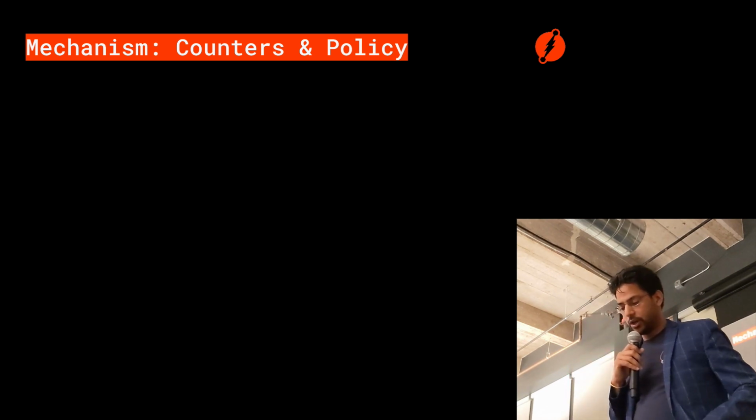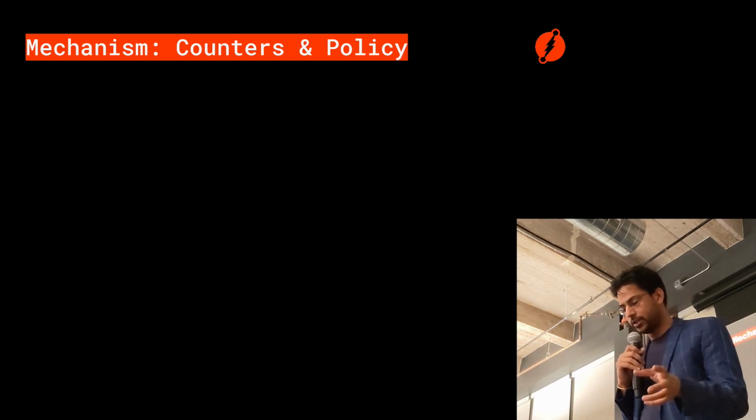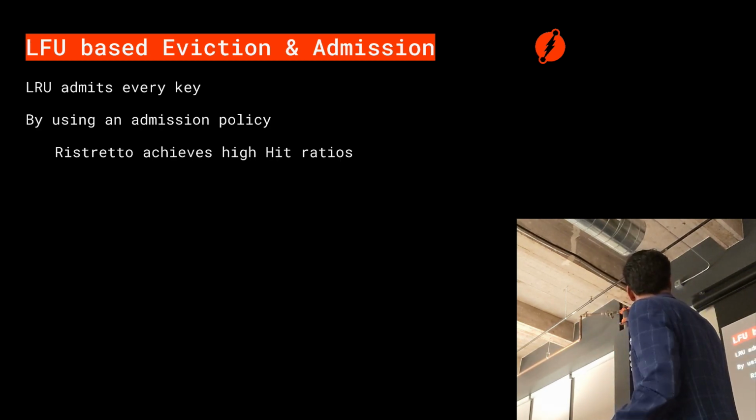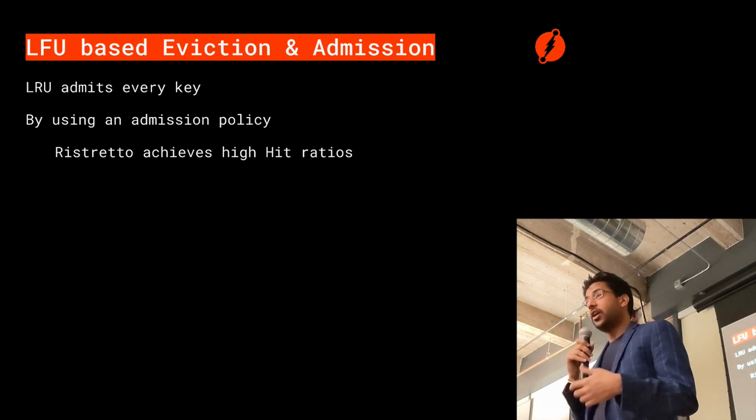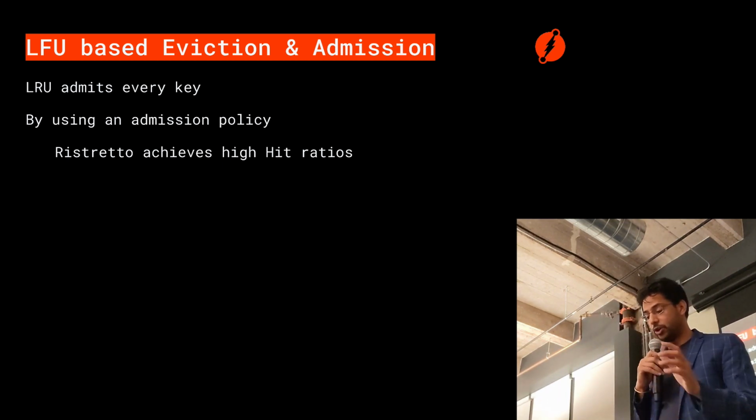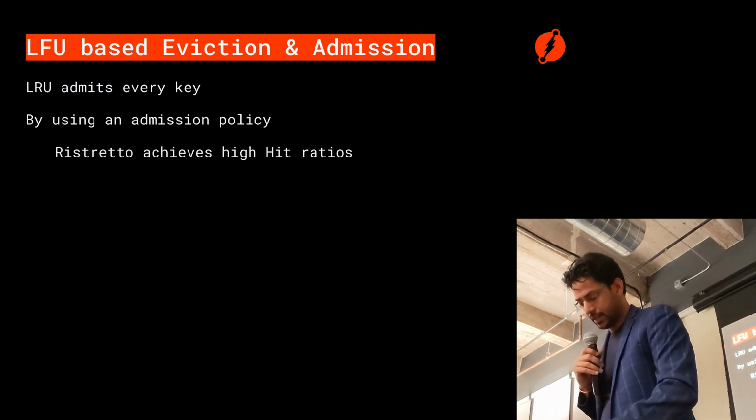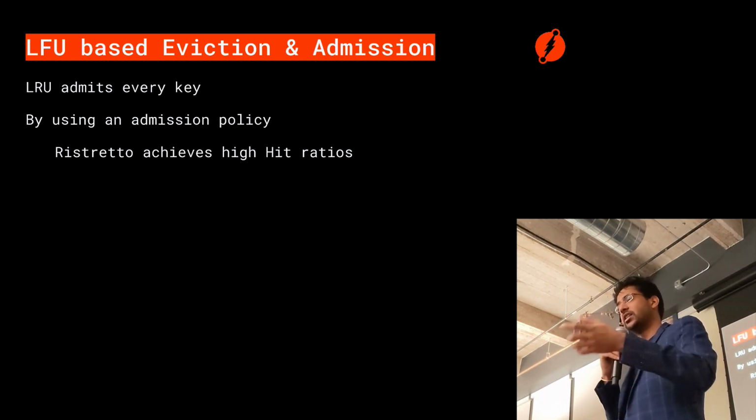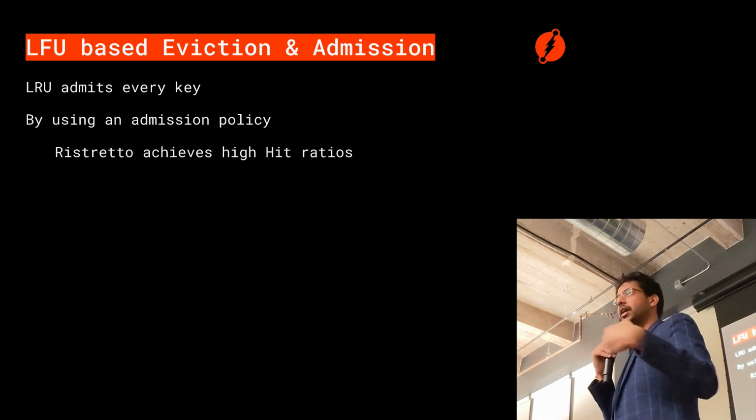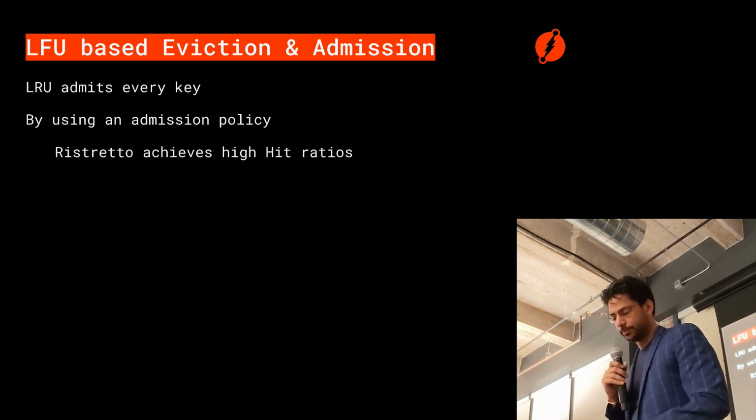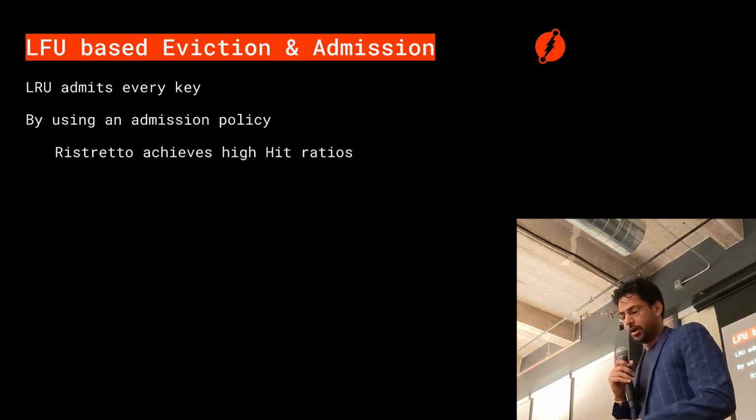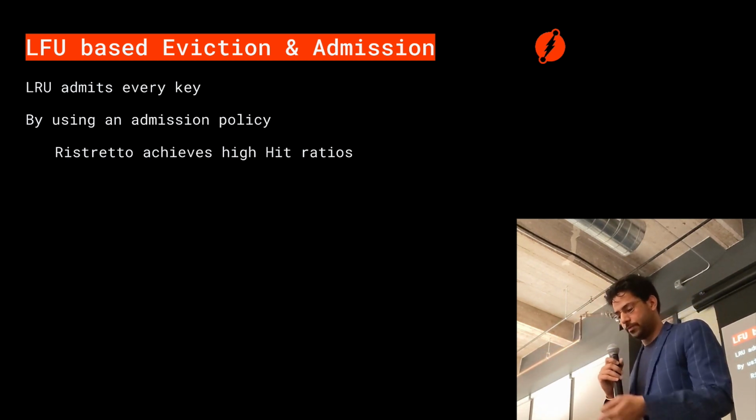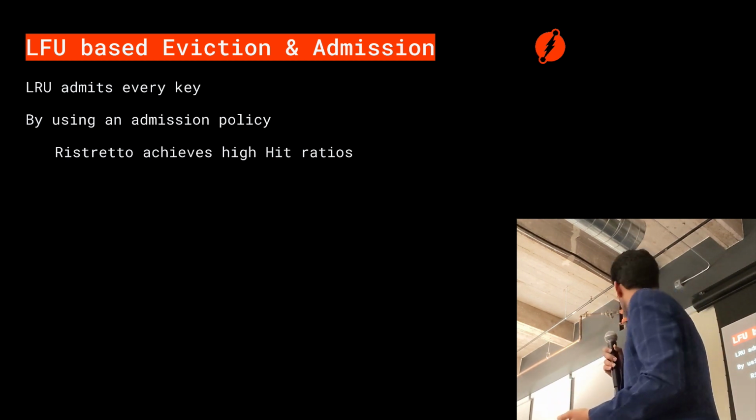Now, let's look into the mechanism for how we maintain frequency counters and access and apply the policy. So Ristretto uses an LFU-based eviction policy. What's interesting is that Ristretto also uses this policy for admission. And as I mentioned, Ristretto is unique in the sense that it does apply an admission policy. But by being judicious about what to admit, Ristretto does a better job at maintaining high hit ratios.